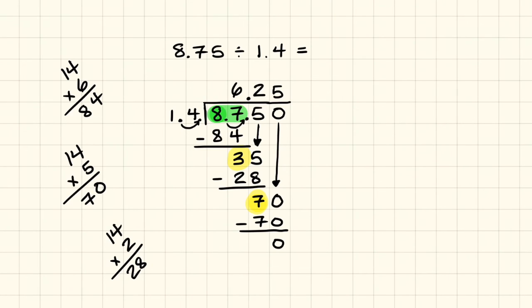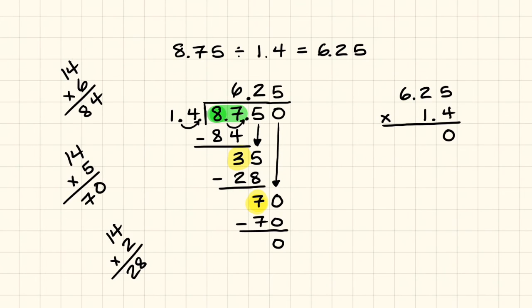My answer is complete. But I want to check. I want to make sure that this makes sense. So it's saying that 8 and 75 hundredths divided by 1 and 4 tenths equals 6 and 25 hundredths. The best way to check and to make sure that your division is correct is you can check division with multiplication. So I'm going to multiply my quotient, 6 and 25 hundredths, by 1 and 4 tenths. And my goal is that I get 8 and 7,500. So we'll run through this.